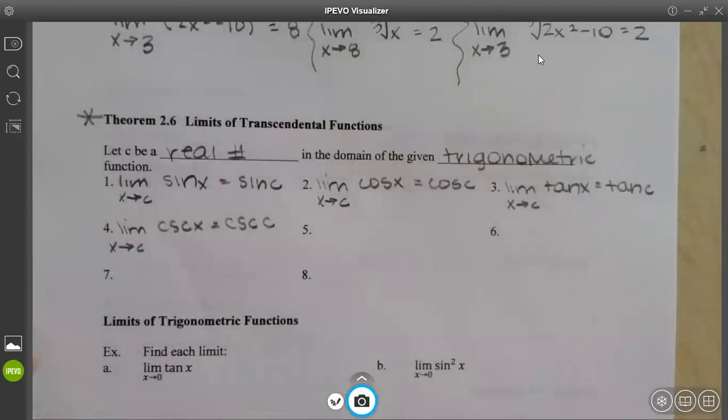All right, so I'm just writing them all down. So sine, cosine, tangent, cosecant, secant.